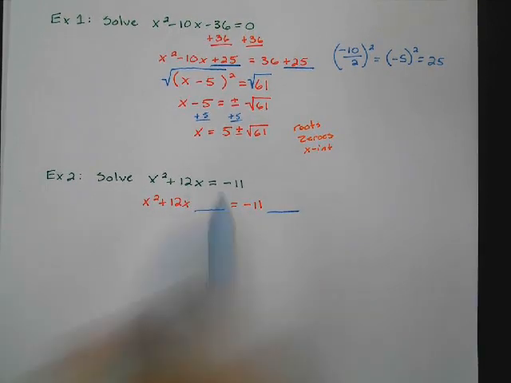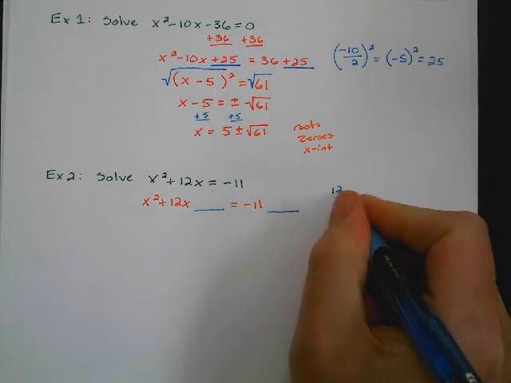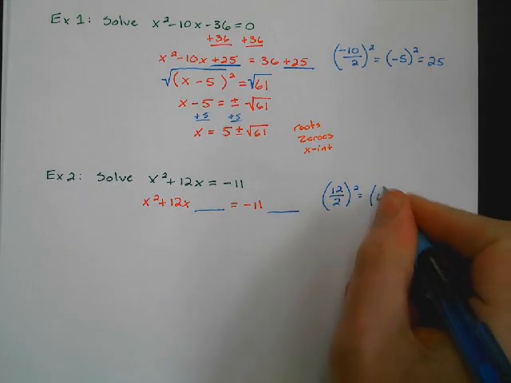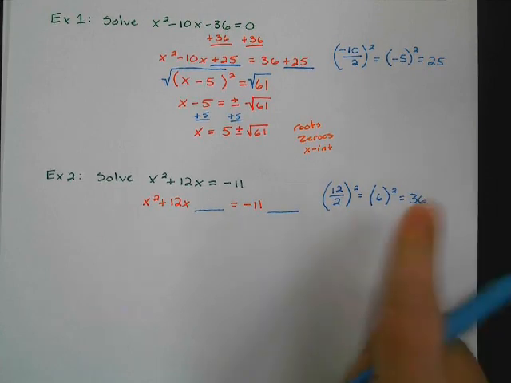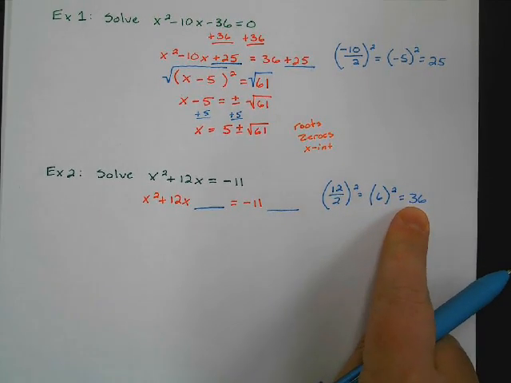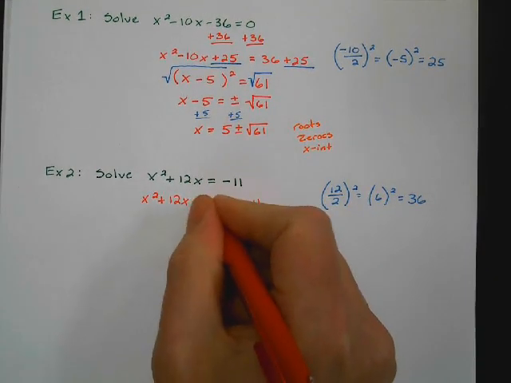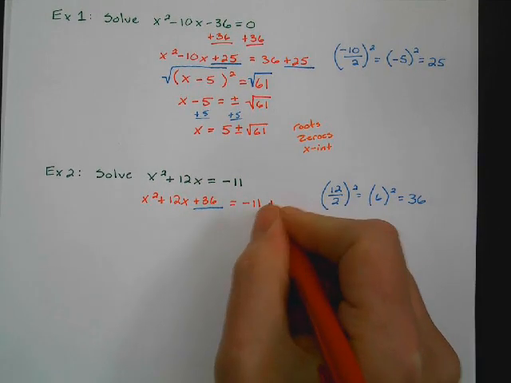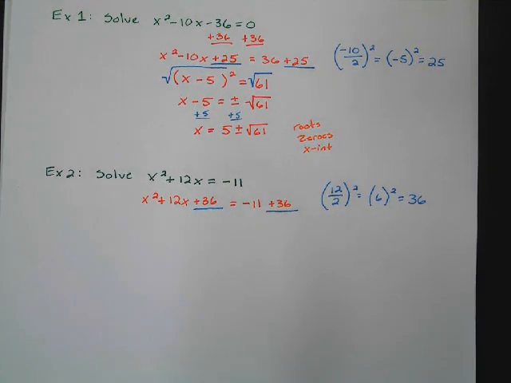So what number completes the square? Remember, we take 12, we divide it by 2, and then we square it. So 12 divided by 2 is 6, and 6 squared is 36. So that is the number that we are adding to both sides of the equation. I'm going to add 36 to this side. The addition property of equality says that I have to add 36 to the other side when I do that. So I've added 36 to both sides.